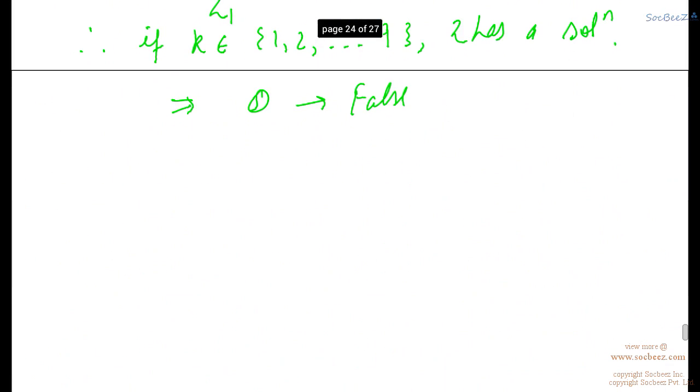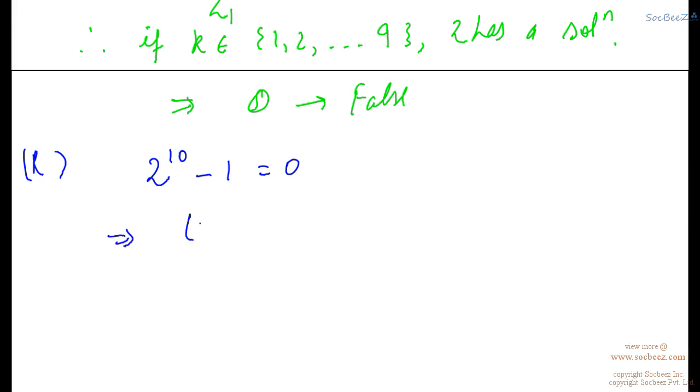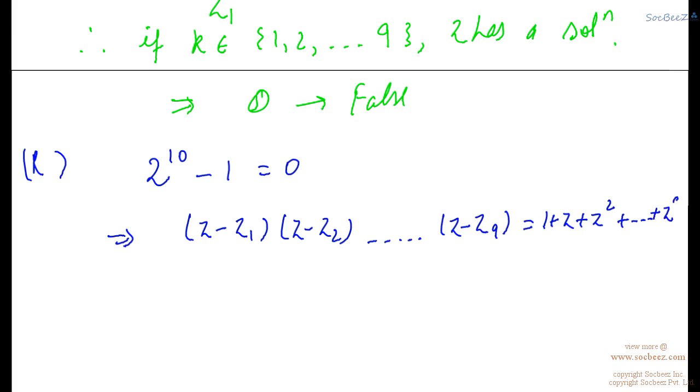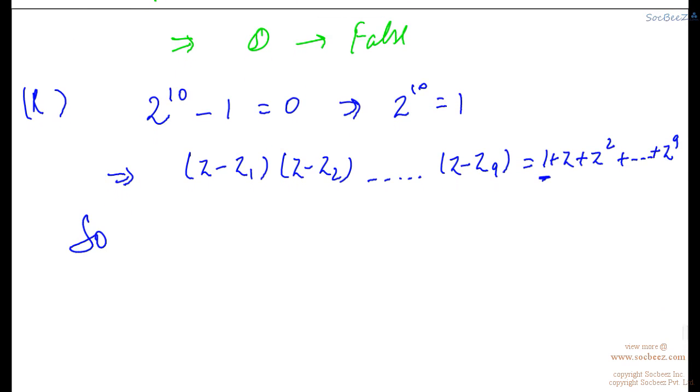So let's go for r here. In case of r, z raised to the power 10 minus 1 equals 0. Since z raised to the power 10 minus 1 equals 0, this implies that z minus z1, z minus z2, and so on. This is a property of this complex number, that z raised to the power 10 minus 1 equals 0 when theta equals k pi by 10. So z minus z1 into z minus z2 and so on into z minus z9 equals 1 plus z square plus and so on to plus z raised to the power 9. So this is the z raised to the power 10 equals 1.